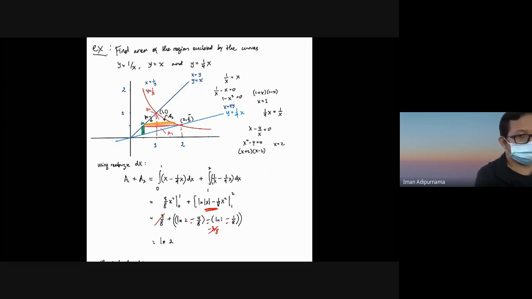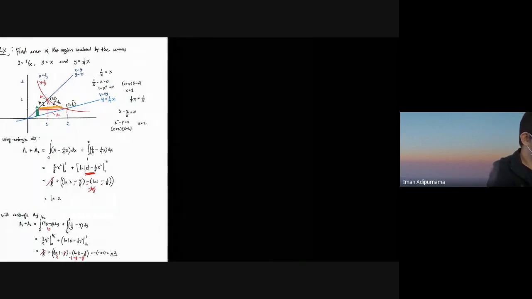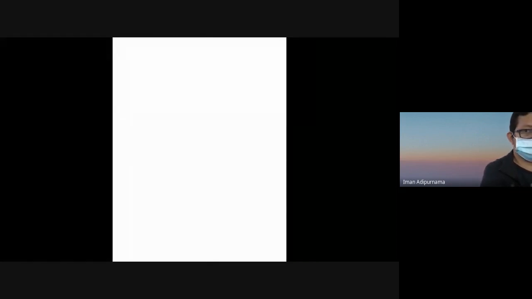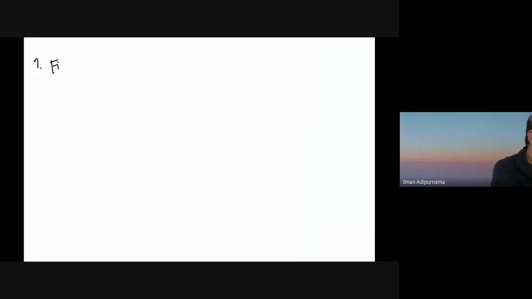Okay, let me give you a few examples, and then we can move to the next section. Next section. First part: find the area enclosed by the given curve.